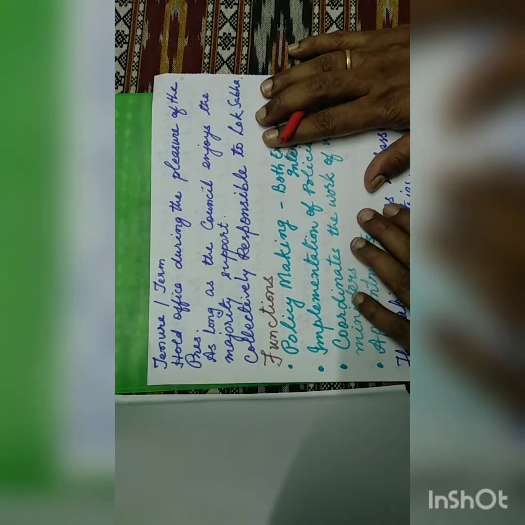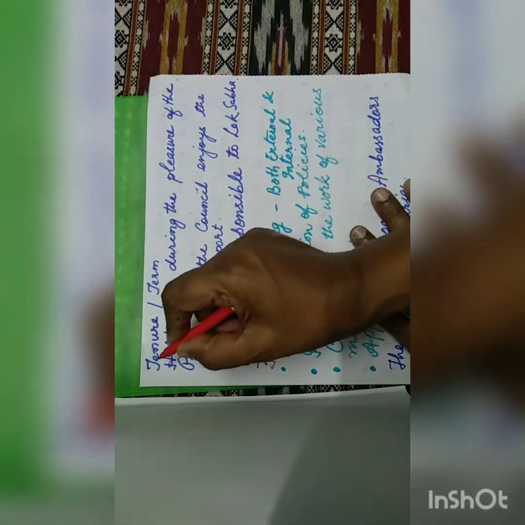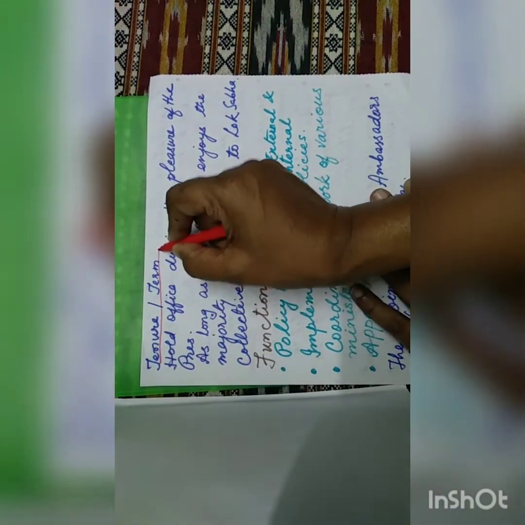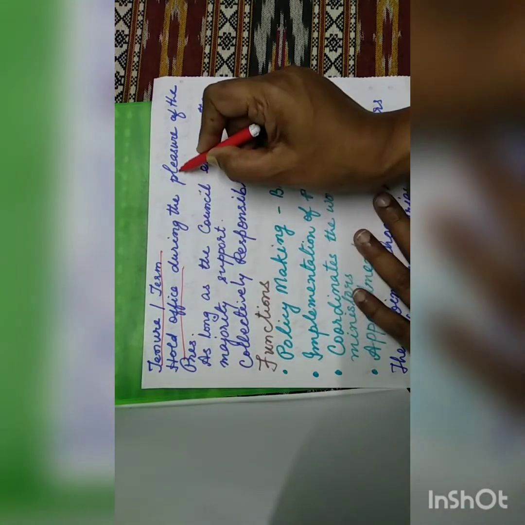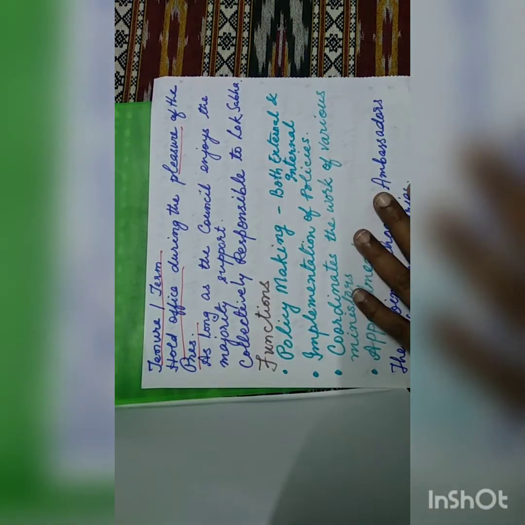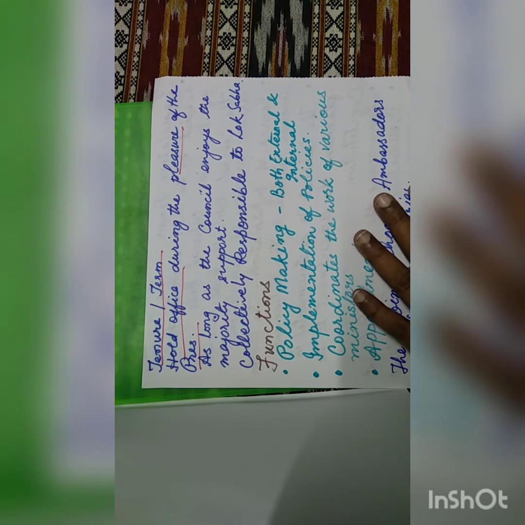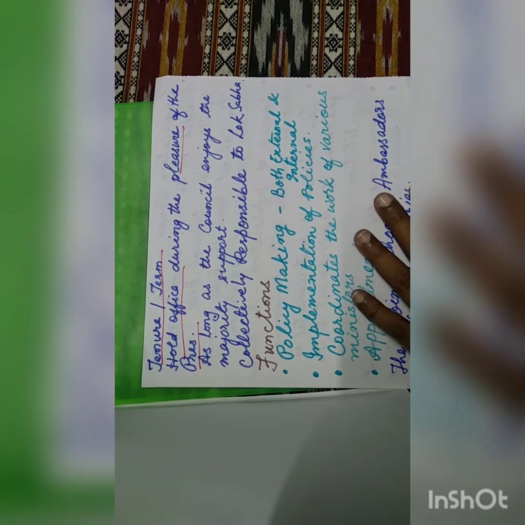Next comes the tenure or term of office of both the Prime Minister and the Council of Ministers. The Council of Ministers hold office during the pleasure of the President. If the President of India is pleased with their work, they will continue. Otherwise, if the President is not pleased, he receives a report from the Prime Minister about the wrong functions of the ministers. They can be removed.